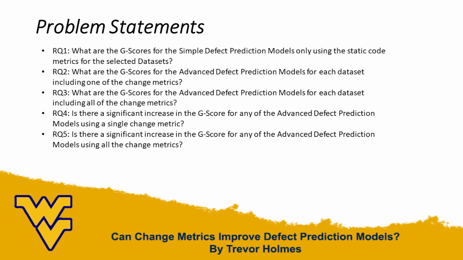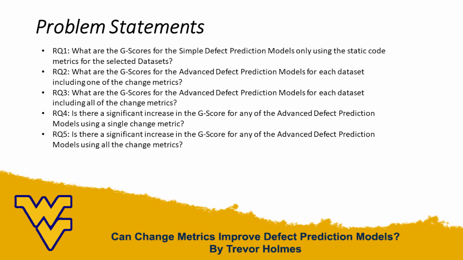So to determine if our new advanced models significantly improve upon the simple models, there's 5 questions we will need to answer. What are the G-scores for the simple defect prediction models when using just the static code metrics? What are the G-scores for the advanced defect prediction models for each data set, including the static code metrics plus 1 of the change metrics? And then what are the G-scores for the advanced defect prediction models for each data set, including the static code metrics plus all of the change metrics?